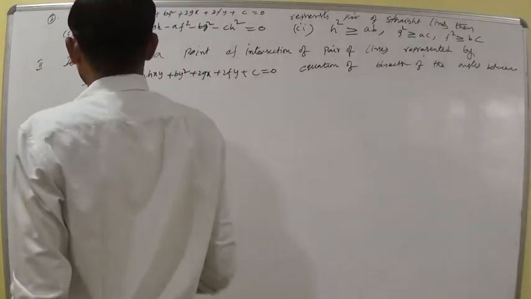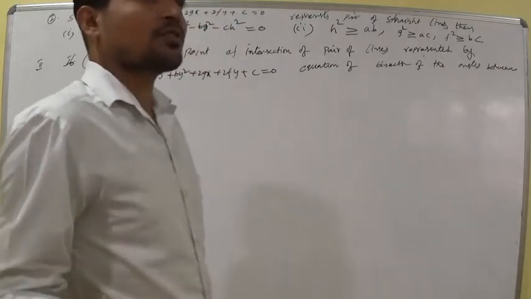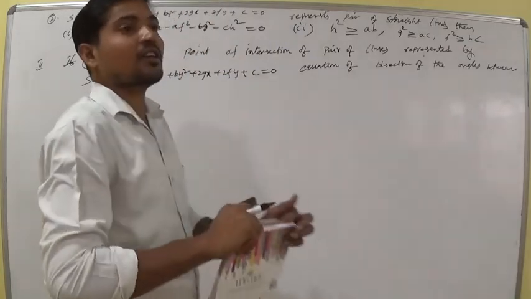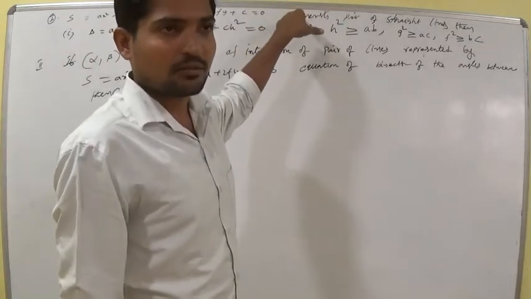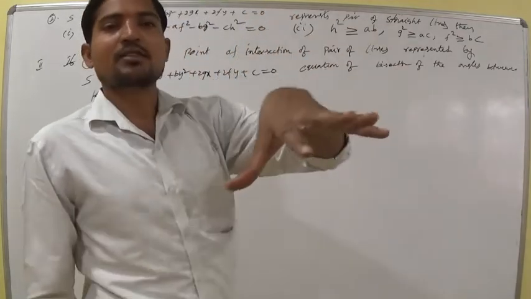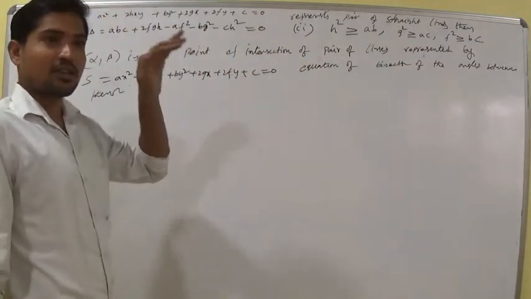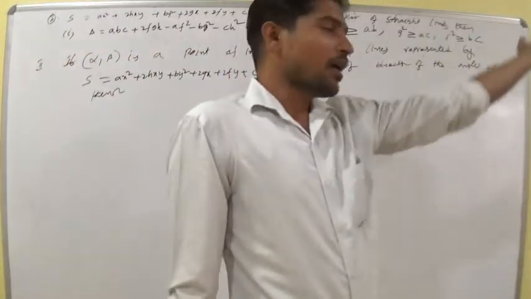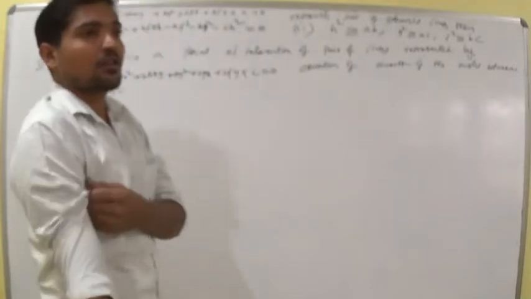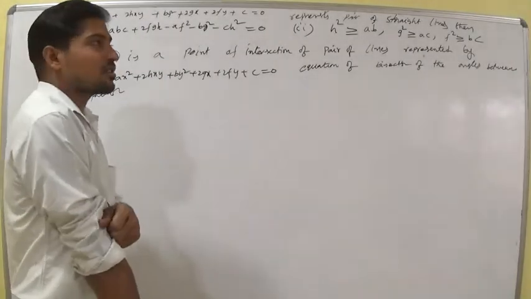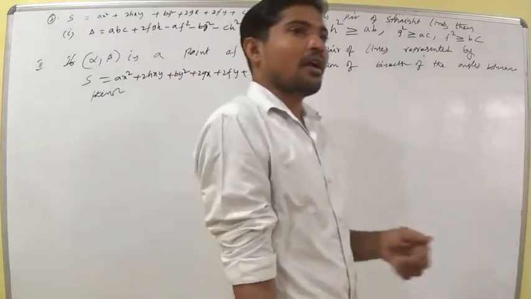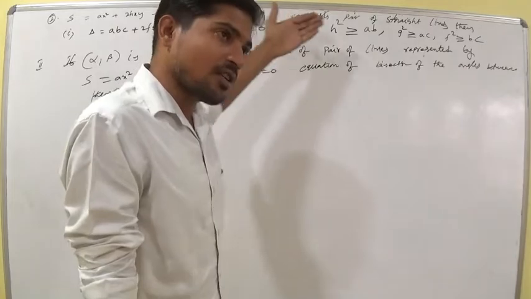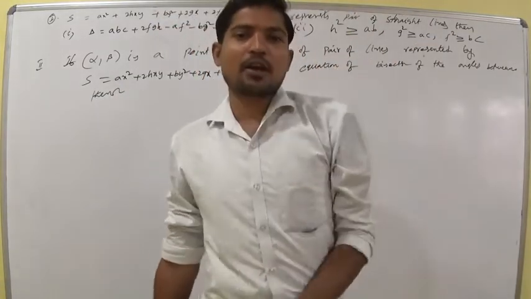Which represents a pair of straight lines, means it has to satisfy all the conditions we said in 1. Delta is equal to 0, delta is nothing but abc plus 2fgh minus af square minus bg square minus ch square is equal to 0, and h square greater than or equal to ab, and g square greater than or equal to ac, and f square greater than or equal to bc. If it satisfies these conditions, then S represents a pair of straight lines.